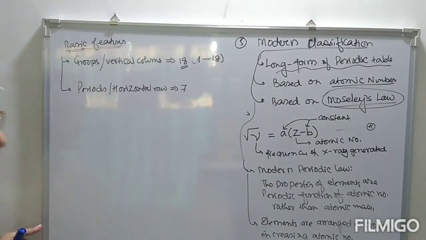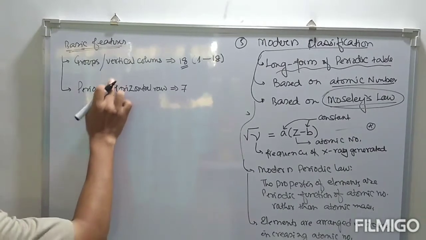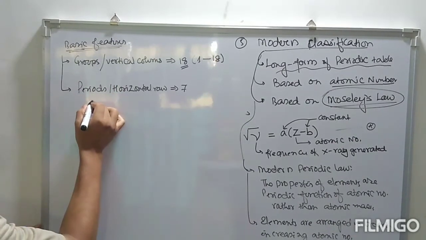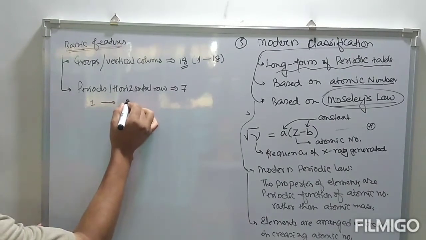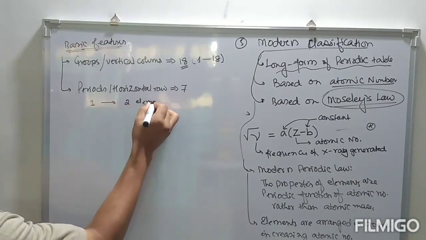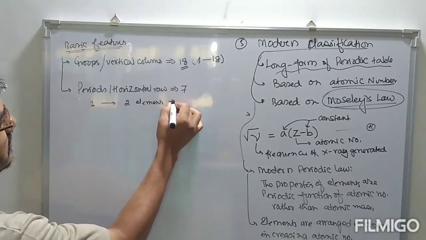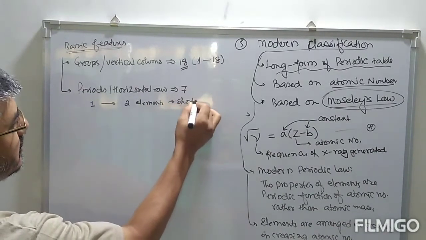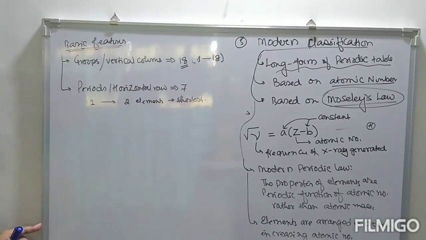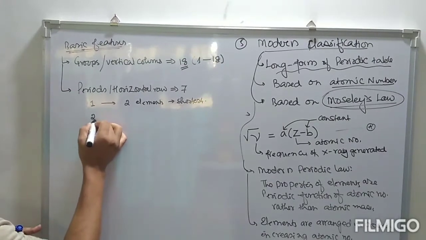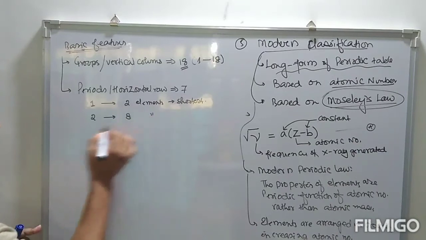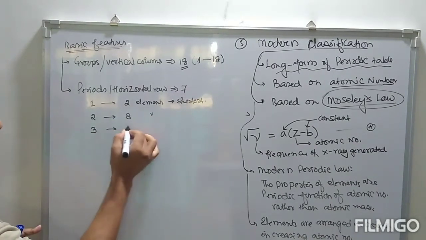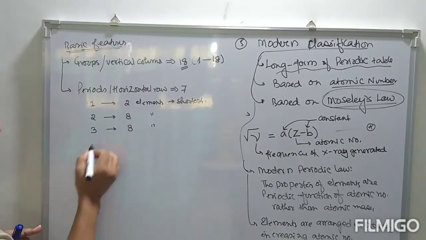Still, this is 7. The first period contains 2 elements, that is the shortest period. The second period contains 8 elements. The third period still contains 8 elements.